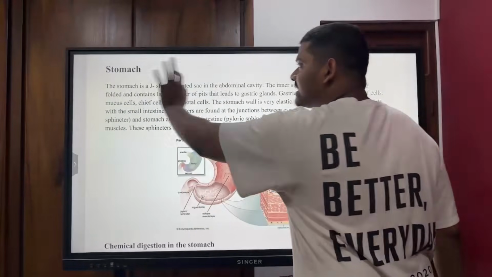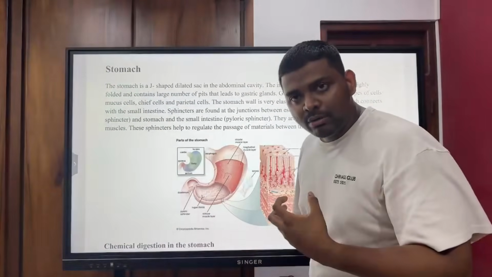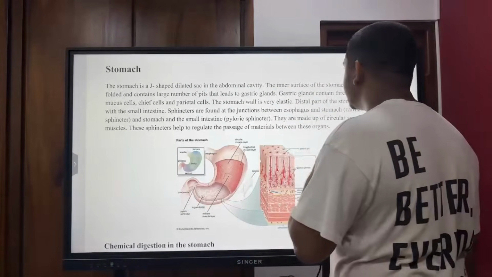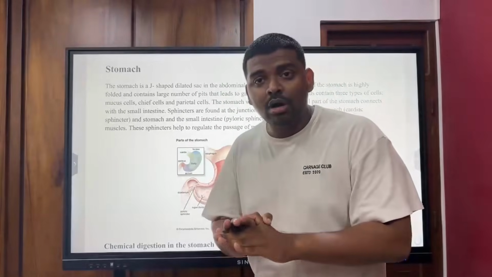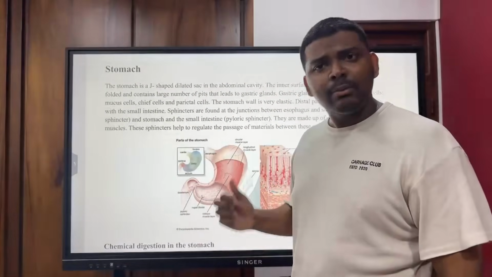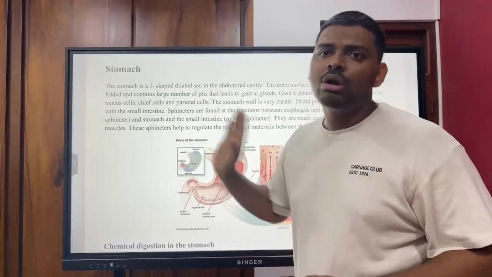So that is the first sentence. What most people would do is: okay, stomach, J-shaped sac, abdominal cavity, let's go to the next sentence. No, that is wrong. You should be able to encode each and every sentence. I'm using the word encode a lot, no? Let me show you how it is done.